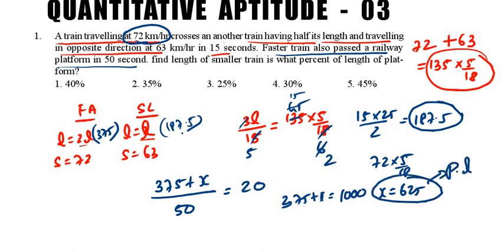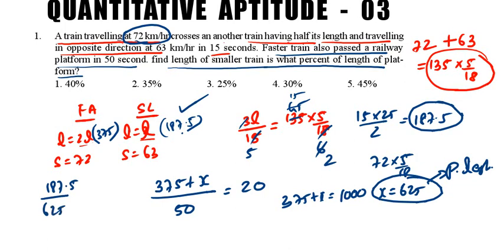Now the faster train passed the railway platform in 50 seconds. The faster train means 72. It is crossing the platform. So this is 187.5, 2l means 375. So slow train, the length is 187.5, faster train, the length is 375. The faster train, 375, it is crossing a platform. Platform length we don't know, x, and it is crossing in 50.